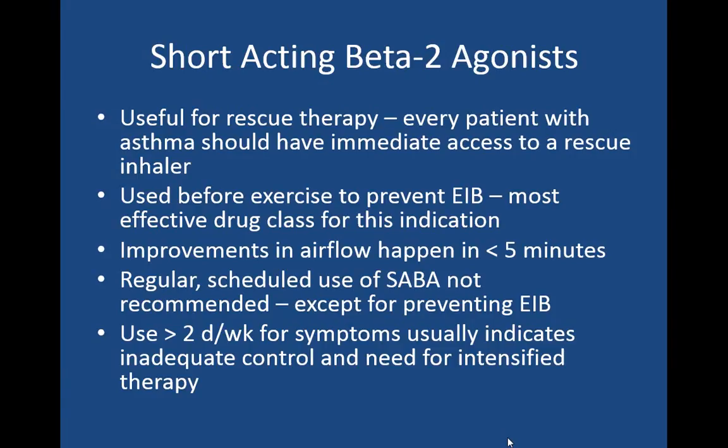Sometimes we'll counsel patients to use these before exercise to prevent exercise-induced bronchospasm. One thing to keep in mind is that when you're asking a patient about their use of their short-acting beta agonist, if you're counting up how many times a week they're using it, you don't count the times they use it before exercise. So if they tell you, I exercise 3 times a week and I use my inhaler before I exercise, but other than that, I usually have to use it twice a week, then their count is really just 2. Does that make sense? So those are kind of like freebies.